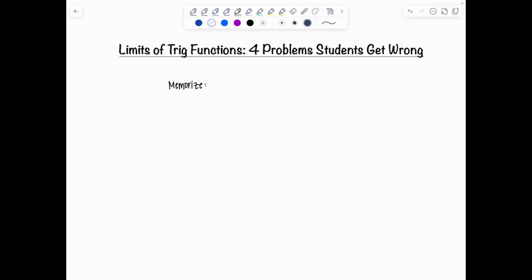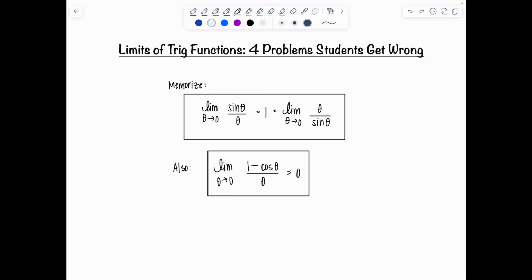So you only need to memorize one fact, and that is the limit as theta approaches 0 of sine theta over theta equals 1. Also, you can flip it because the reciprocal of 1 is 1. If you want to also memorize that the limit as theta goes to 0 of 1 minus cosine theta over theta is 0, go for it. However, you could just derive this if you multiply by the conjugate top and bottom and use this. So this is like your bread and butter. Memorize it, get it tattooed, do whatever you need to do. Let's just jump right in.